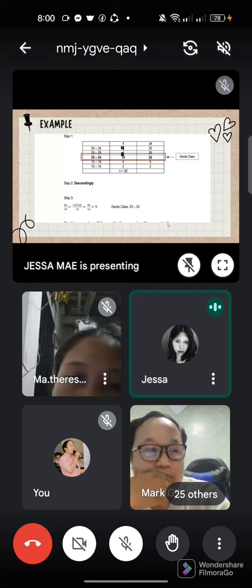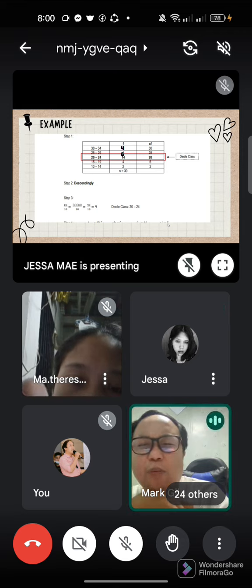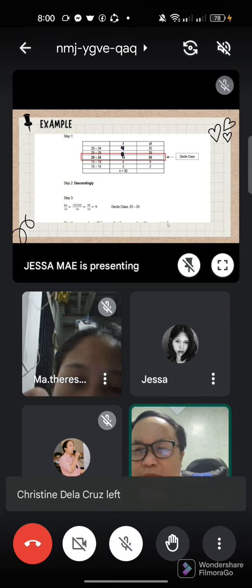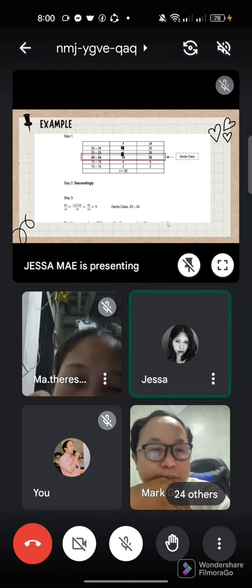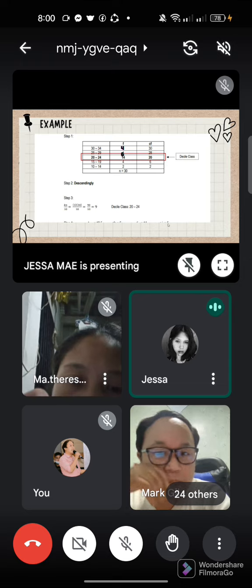Okay, we have here the example for step 1. Same sa report kanina ni Ma'am Josa. We have the frequency table. Okay, sige, go. Continue. We have the class interval, frequency, and the cumulative frequency.